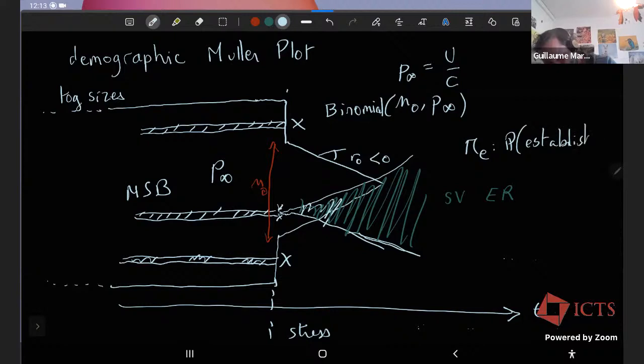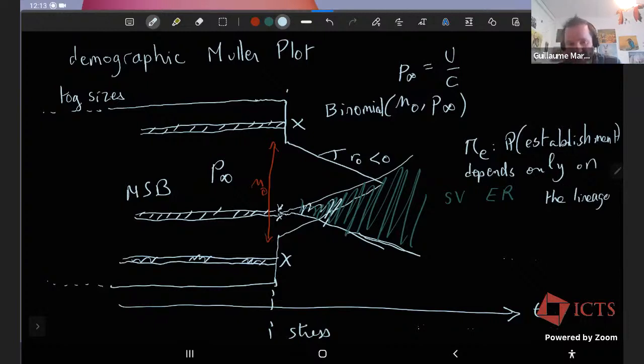And for the moment, we will not detail what it is. It depends only on the lineage, not on whatever happens around it, because we're in a density independent stochastic process. So it depends only on the lineage. Typically, it depends on its growth rate and the variance, the stochastic variance of its demographic process. We will see some more detailed model of that later. But for the moment, we just say there is some probability of establishment for this mutant.